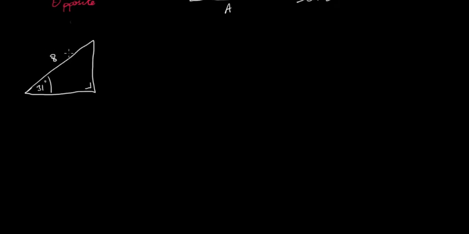We'll say our hypotenuse is 8, let's say centimeters. It can be any units. And we want to find out what this side here is. So we don't know the length of this side, but we have the angle and we have another side.